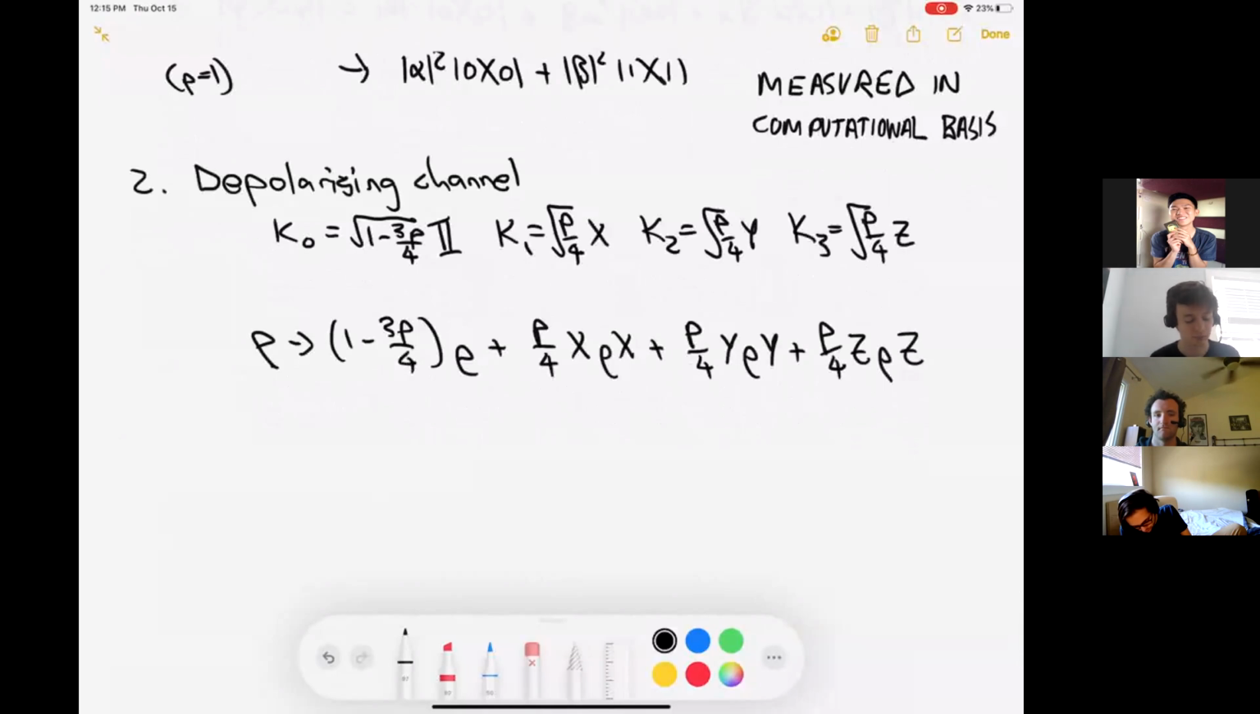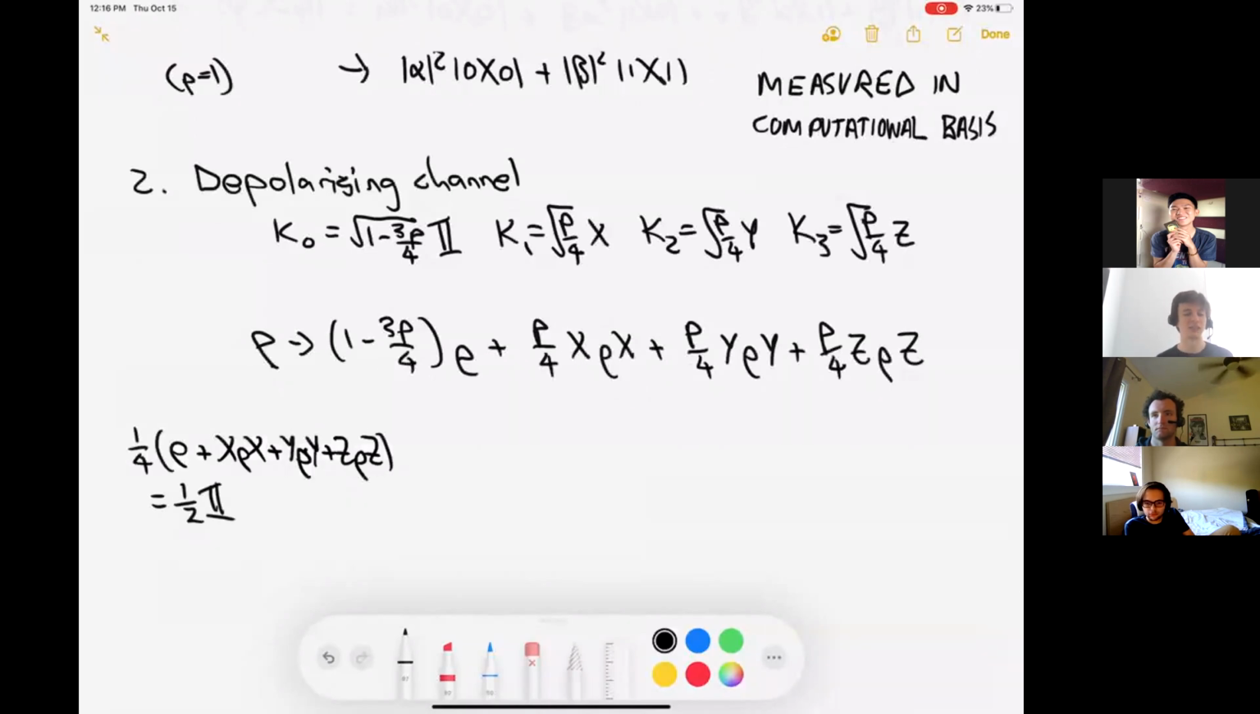You can check that 1/4 times rho plus X rho X plus Y rho Y plus Z rho Z is actually equal to 1/2 times the identity. It's actually independent of rho. So what this actually takes rho to is 1 minus p times rho plus p over 2 times the identity.